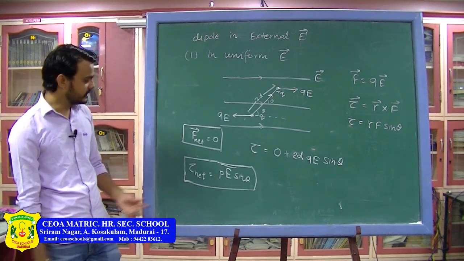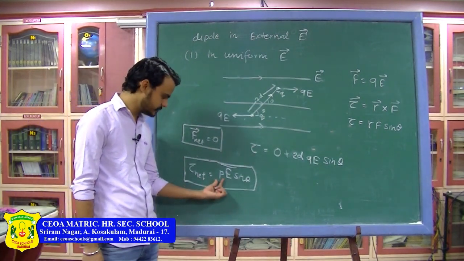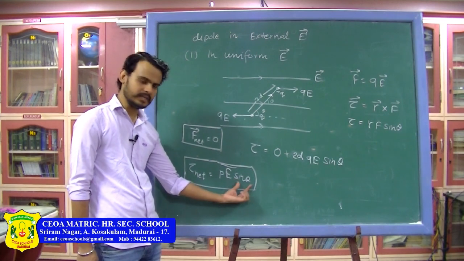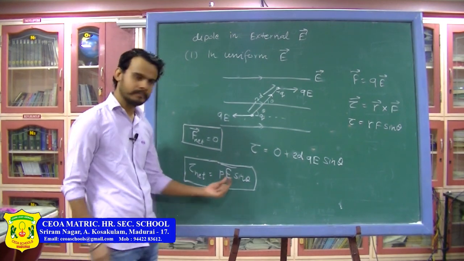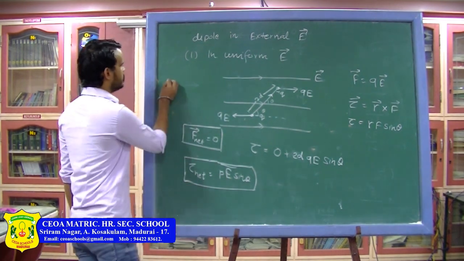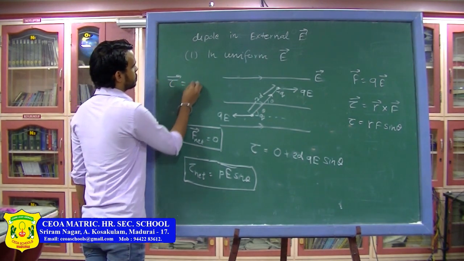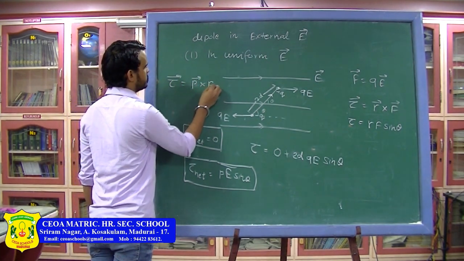Now if I want to find the direction of the torque, as you can see here, this will be A, this will be B, this will be sin theta. So this can be written as A cross B. So torque in the vector form will be P cross E.